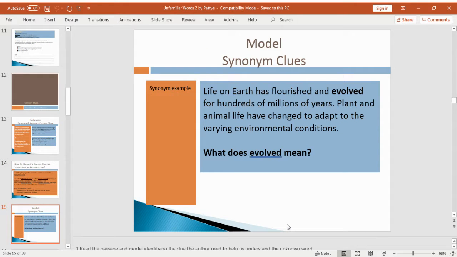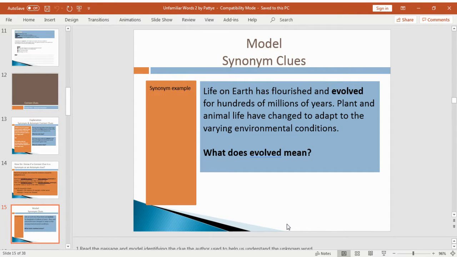Let's look at an example of synonym clues. Life on Earth has flourished and evolved for hundreds of millions of years. Plants and animal life have changed to adapt to the varying environmental conditions. What does evolved mean? Looking in the passage, what do you think evolved means? Can you find the clue?